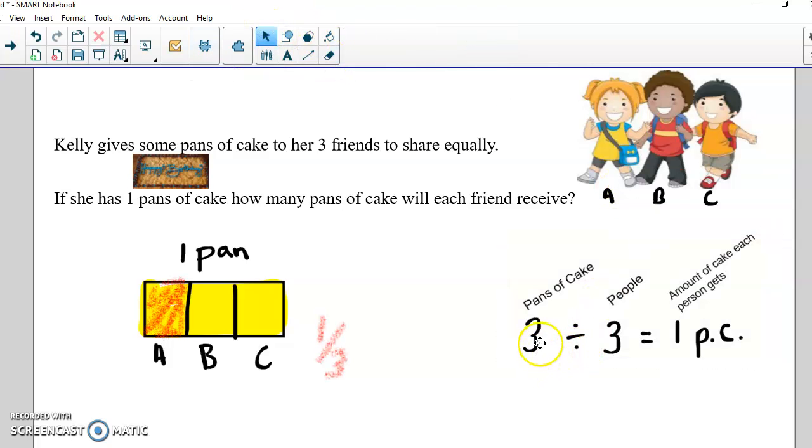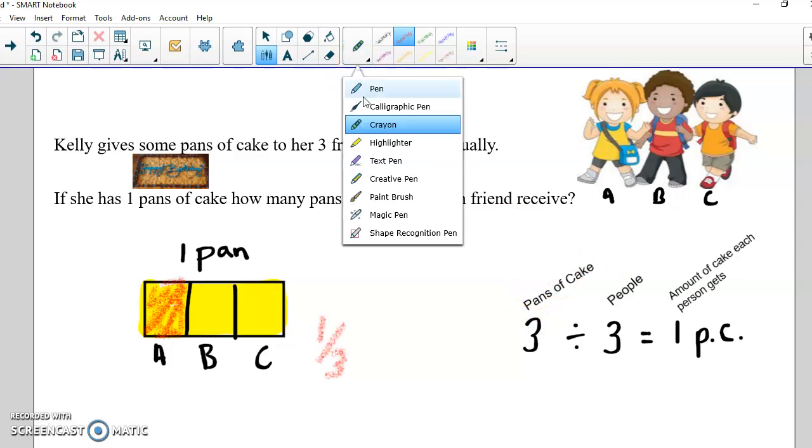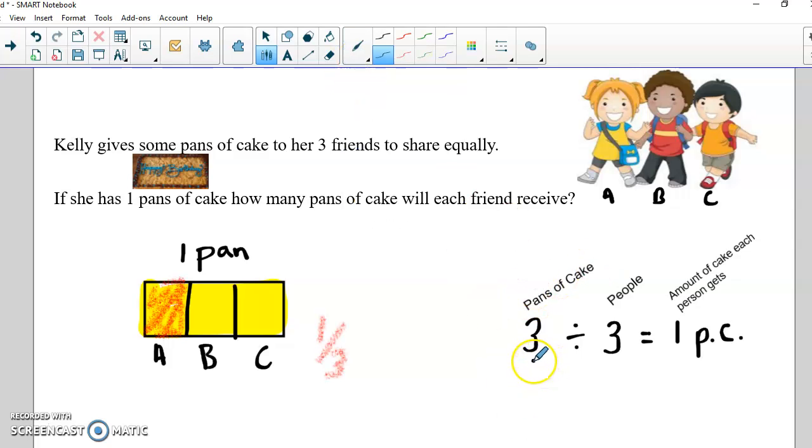Let's look over here. So in the previous problem, we had 3 pans of cake divided with 3 people. Each person got 1 pan of cake. But now, what equation matches this picture? How many pans of cake do we have? We have 1 pan of cake, and we're dividing it amongst 3 people. What size piece did each person get? They got 1/3 of the pan of cake.